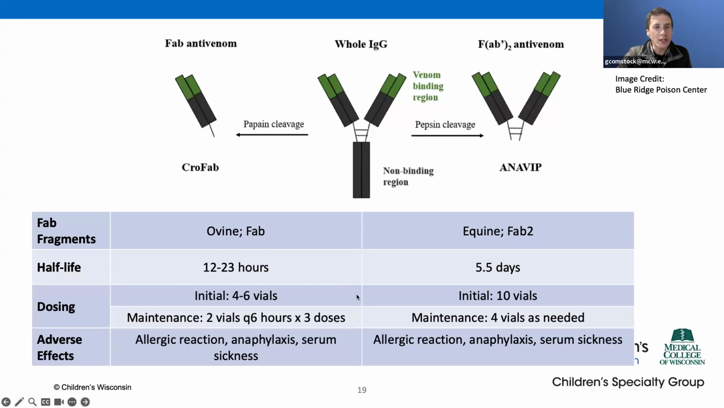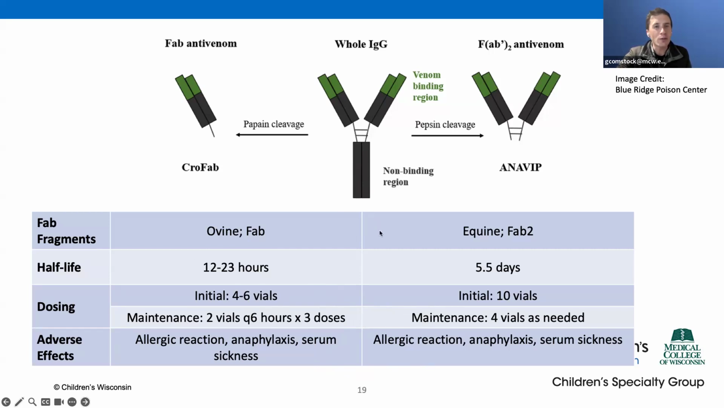You can look through the dosing regimen. You have your initial dose, you have maintenance dosing as needed. Some will do standardized maintenance dosing for CroFab. Some will just do it as needed, and then the Anavip has just its as needed maintenance dosing, and they have a very similar adverse effect profile. You can think of, as long as you've gotten that Fc region out of there, you're going to have ultimately a pretty similar reaction to the medication.